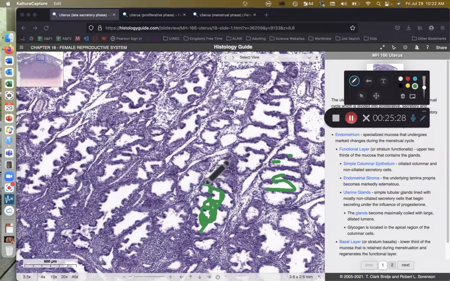And hey, it finally loaded. It only took 30 seconds to load a picture.